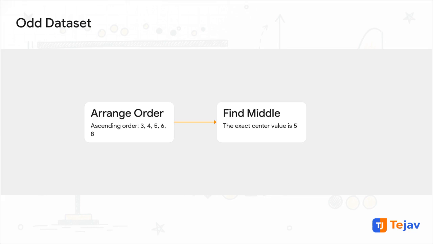Step 1, we arrange them in ascending order. That gives us 3, 4, 5, 6, and 8. Much better. Step 2, we find the exact middle value. Since we have 5 numbers, we can just cross out 2 on the left, cross out 2 on the right, and what's left hanging out in the exact center? The number 5. Effortless, right?